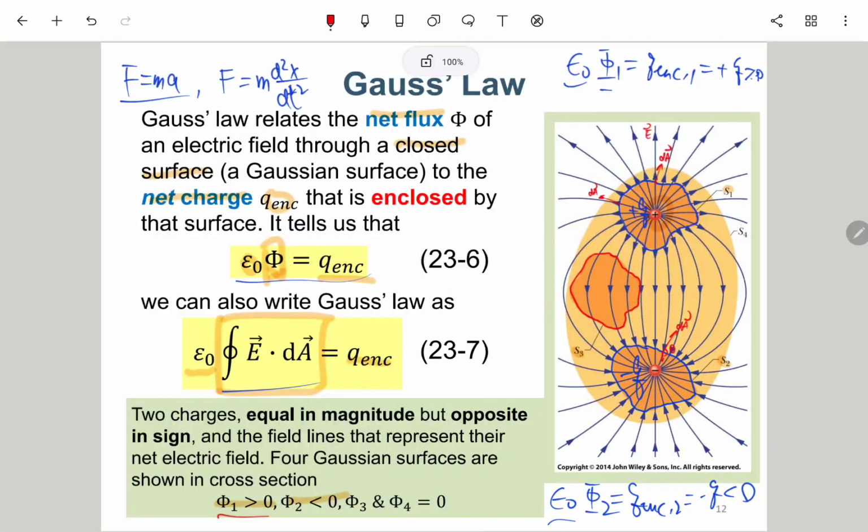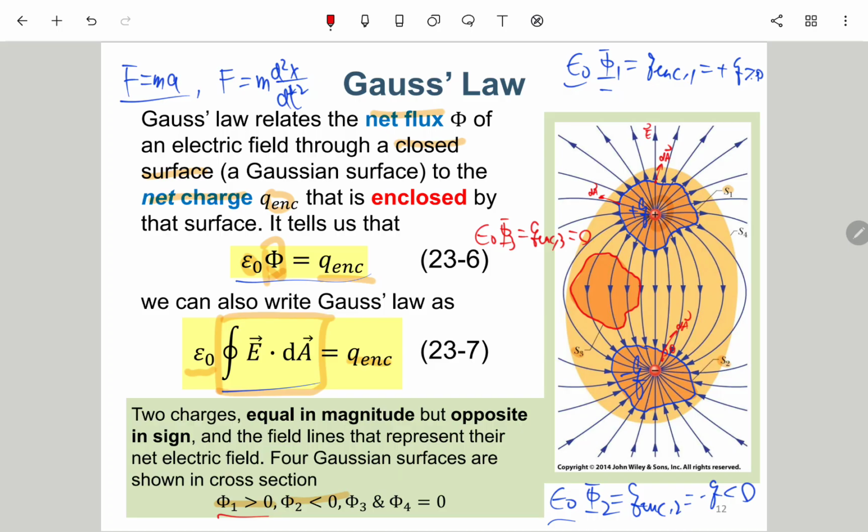So for this case, epsilon naught phi 3 equals Q enclosed 3, which is 0. Okay, nothing is enclosed. No charge is enclosed.